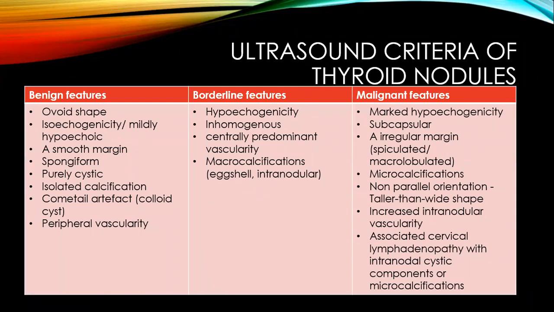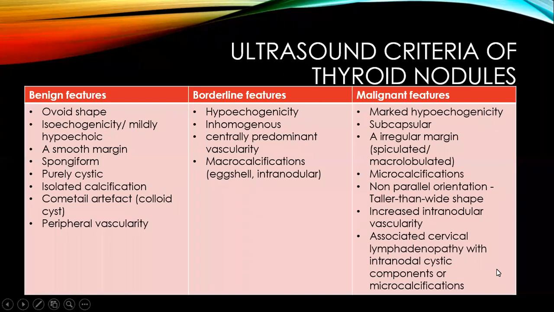On the malignant features, we have marked hypoechogenicity. When we say marked hypoechogenicity, we are comparing the lesion to the strap muscles, which are anterior to the thyroid lobe. If they are darker than the strap muscles, that's marked hypoechogenicity. So that's a malignant feature. If they are subcapsular, and if they have an irregular margin, either spiculated or microlobulated, if they've got microcalcifications, a non-parallel orientation that is taller than wide, and increased intranodular vascularity.